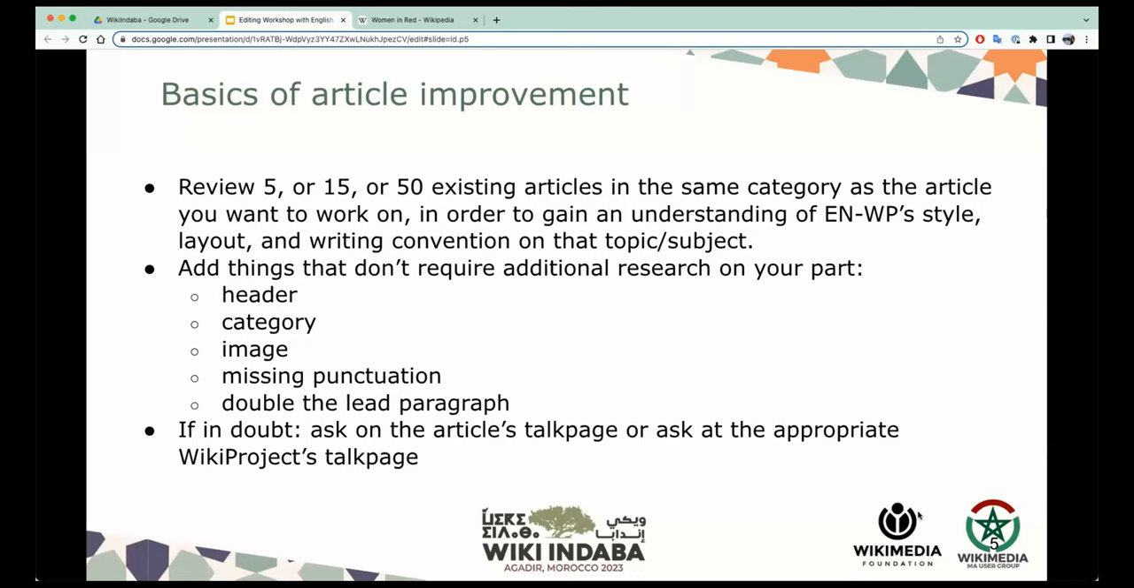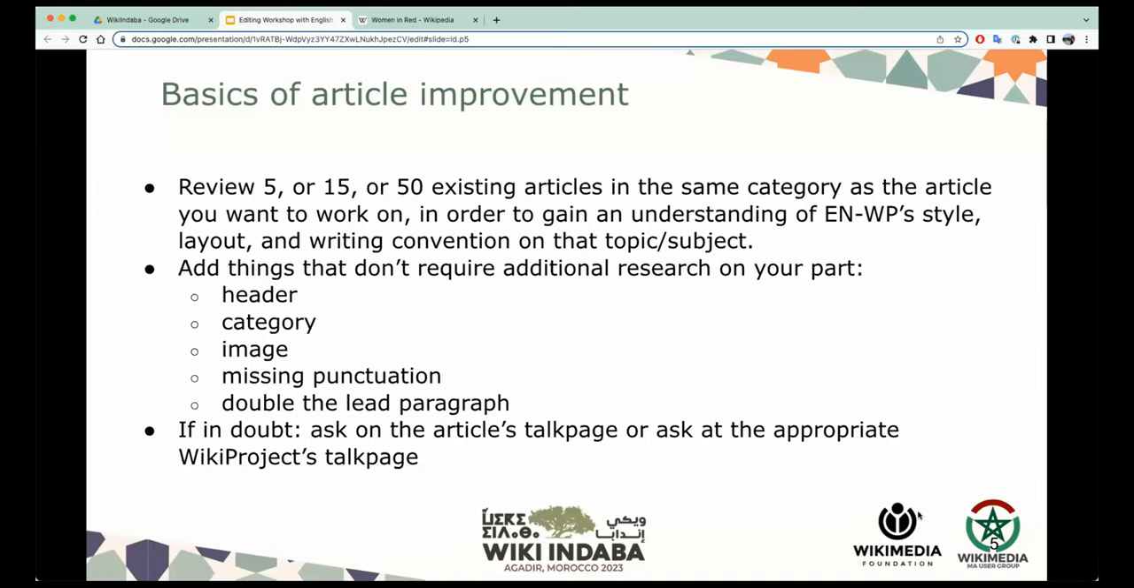The basics of article improvement. I suggest that if you don't want to read policies, that you look at 5 or 15 or 55 articles that are in the same category of the article you want to write about and learn from it. For example, if you want to write about Moroccan rivers, go to the category for rivers of Morocco. Take a look at those articles.